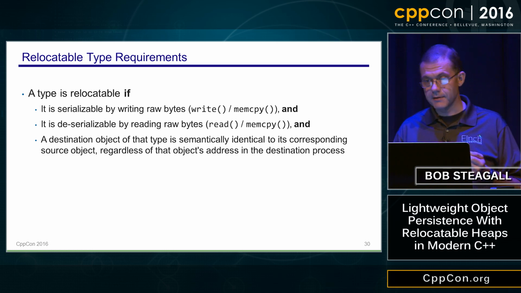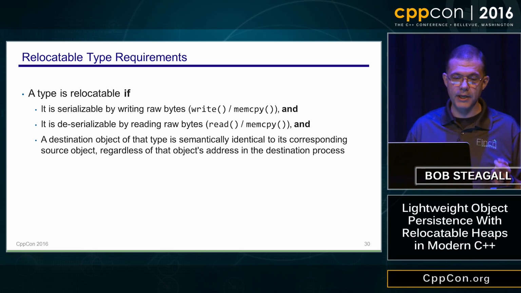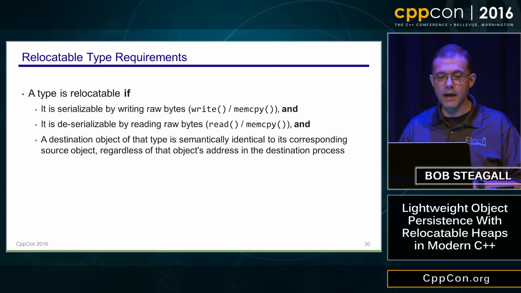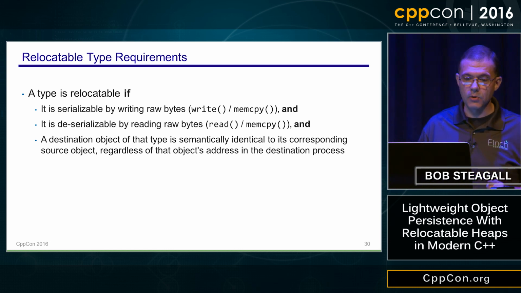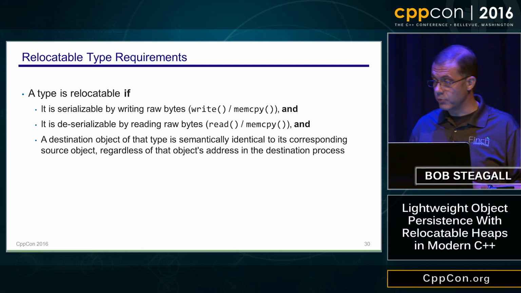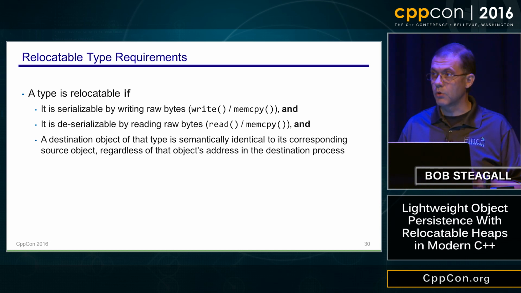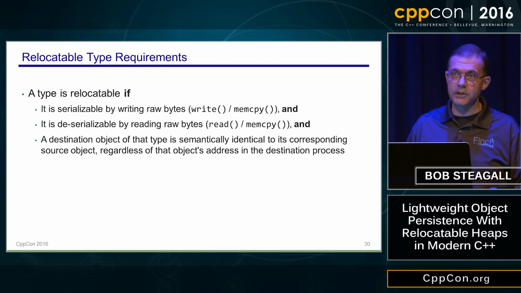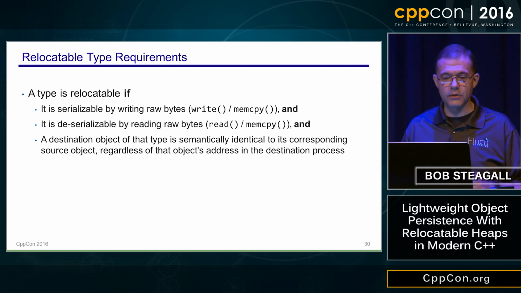And again, by fiat, I will declare that a type is relocatable if it can be serialized by writing raw bytes, for example, by being the source argument of a write or memcpy operation, and it is deserializable by reading raw bytes, for example, being the target argument in a read or memcpy operation, and a destination object of that type is semantically identical to its corresponding source object, regardless of the destination object's address in the destination process.